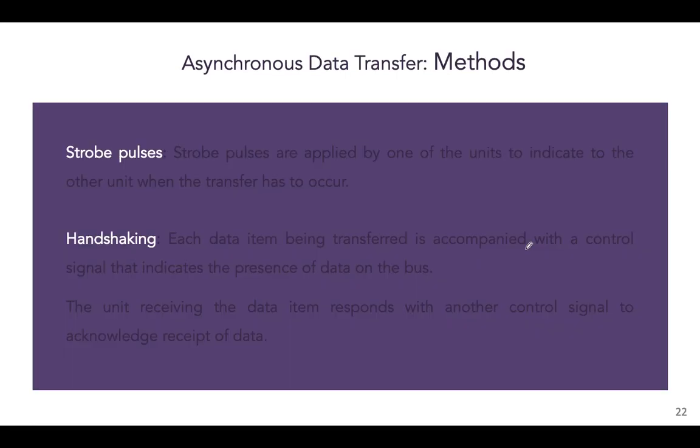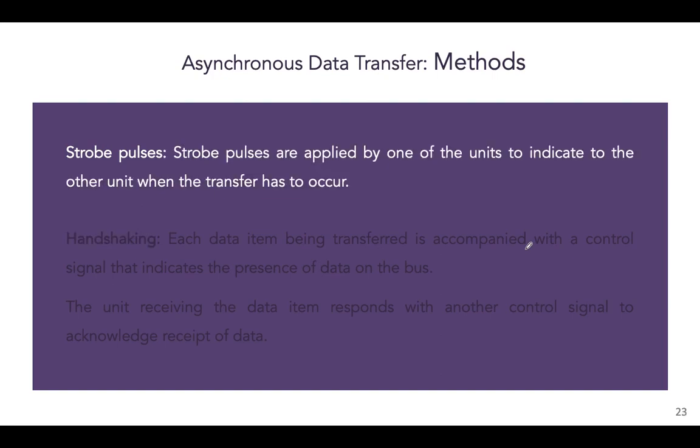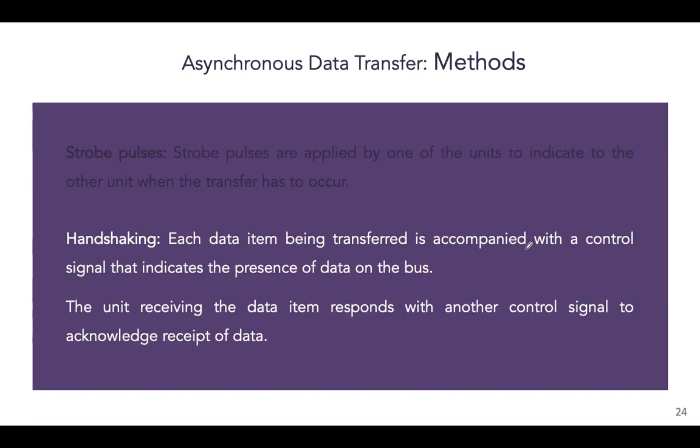Now, there are two main methods of accomplishing asynchronous data transfer between two or more communicating units. We can have strobe pulses, or we can have a method of handshaking. Strobe pulses are applied by one of the units to indicate to the other unit when the transfer has to occur. On the other hand, in handshaking, each data item being transferred is accompanied by a control signal that indicates the presence of data on the bus. The unit receiving the item responds with another control signal to acknowledge the receipt of data. So let's take a more detailed look into the method of operation of both strobe pulses and handshaking.